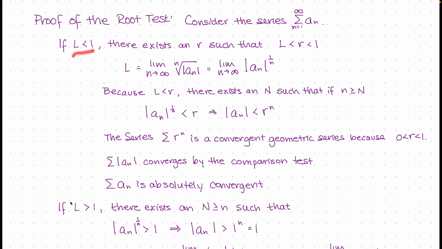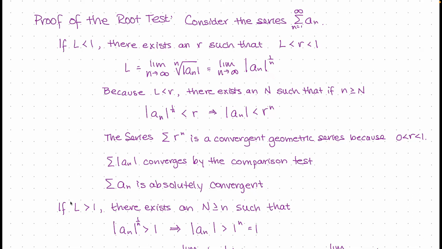First of all, assuming that the limit exists and it's less than 1, let's see what happens here. There's going to be some r between L and 1. There has to be. We can always find something in between two numbers. So assuming that's true, let's take a look. We know L is equal to this limit. That's just how it's defined. And I can just rewrite it like this.